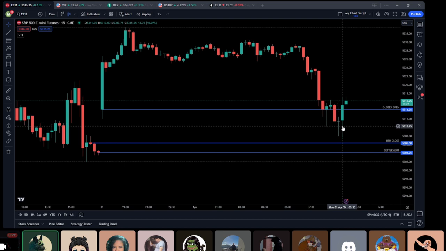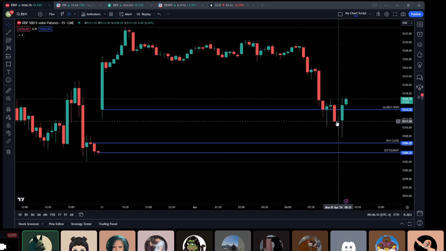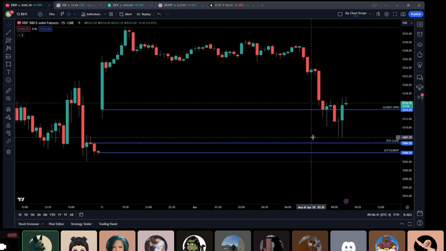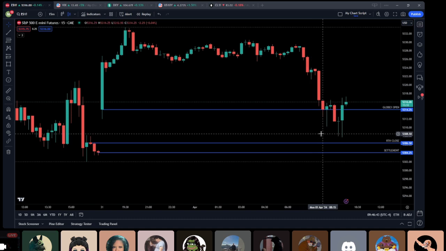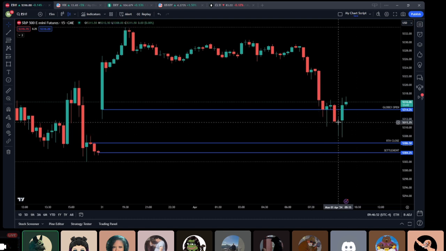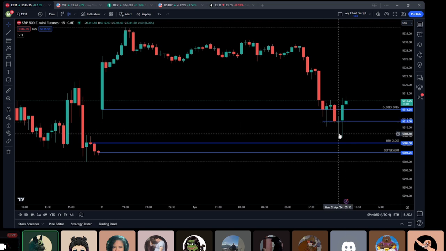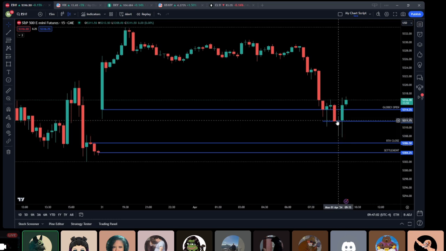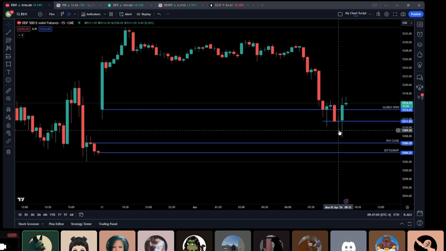See all these down wicks? This is buyers supporting price and not wanting to re-auction the gap yet. There is no interest from either buyers or sellers to fill that gap with volume. Not yet, anyways. It could happen later. But right now, this level, I would mark that as a hard support level because we've wicked down into it, but we have not closed a candle underneath us, not a 15-minute candle.